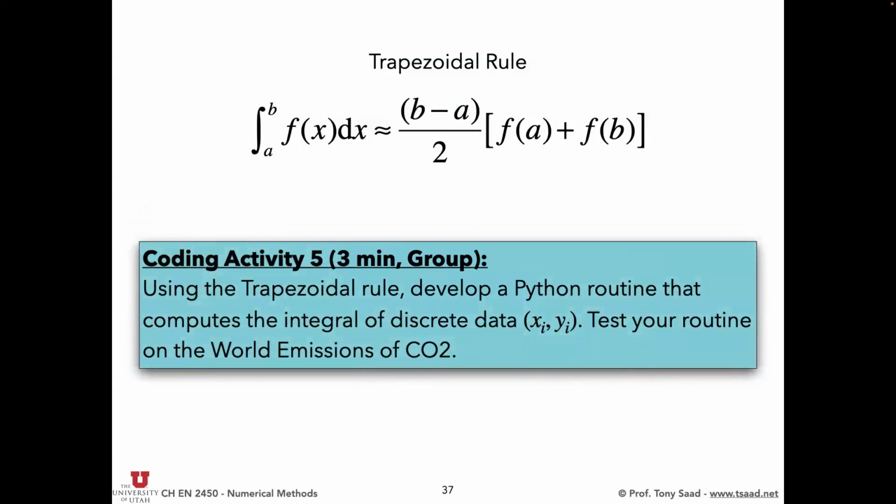Okay, so now we did the trapezoidal rule for a continuous function. Now we want to redo the routine, but for discrete data, because we want to go back to the CO2 emissions data and apply the trapezoidal rule to that. So that's going to be activity 5 in your notebook. You can switch to the notebook.